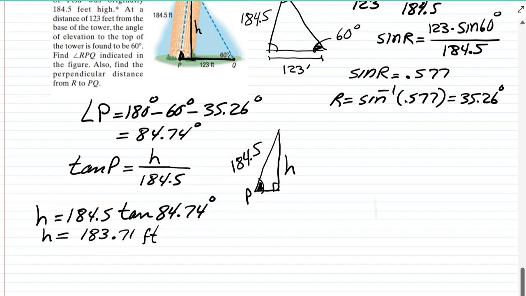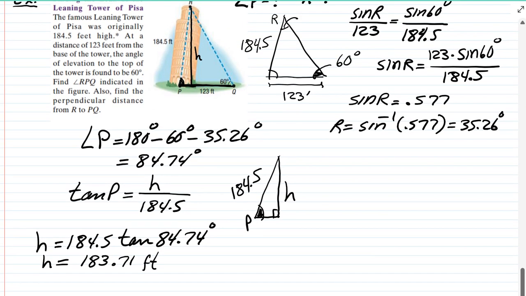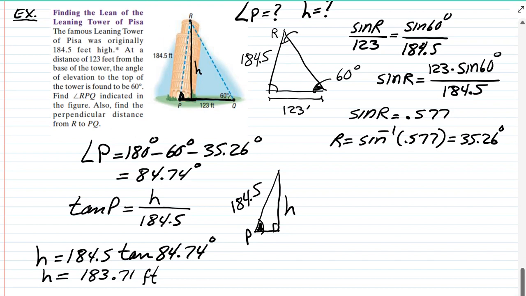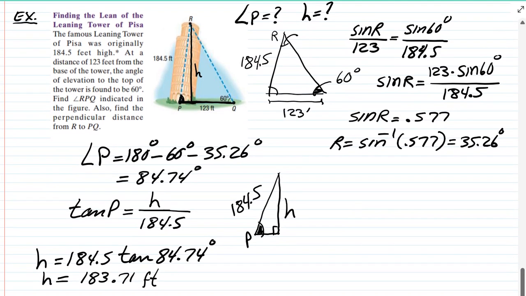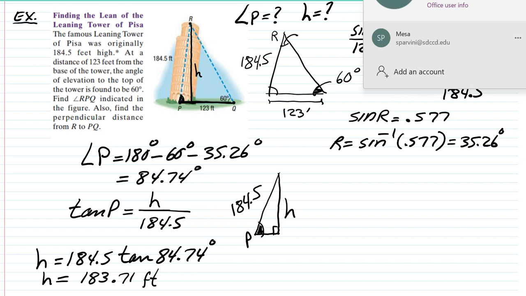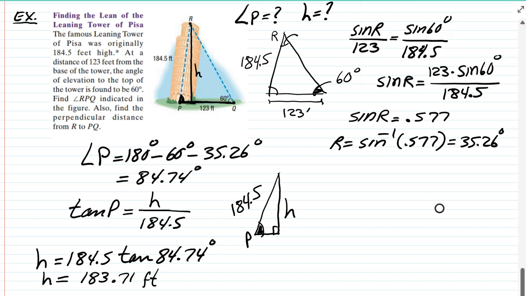So that would be the vertical distance, the perpendicular distance from R to the ground, 183.71. Very close to 184.5. So therefore the lean isn't that bad, right? It's supposed to be straight like that, 90 degrees. It's actually 84.74 degrees. So it's leaning about 5 degrees from the top. Perfect. So here's the example. Let's take a look at another example here.